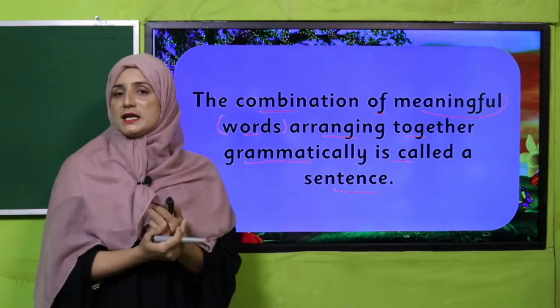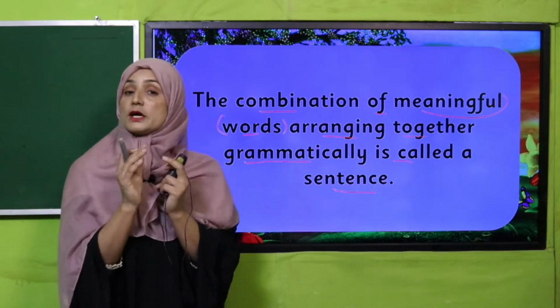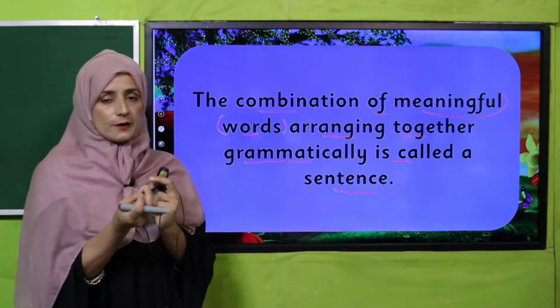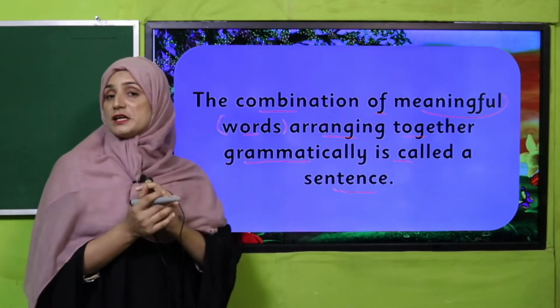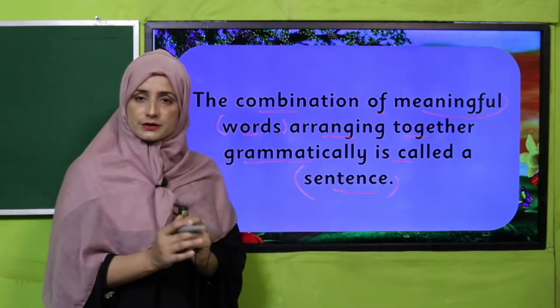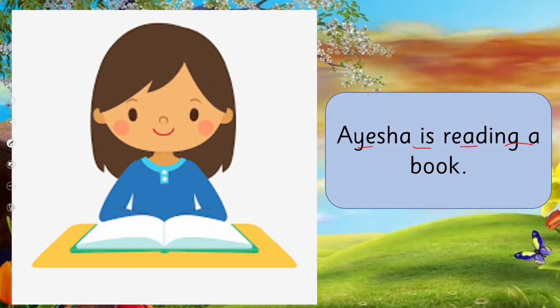How many letters do we have in the English alphabet? Yes, 26 letters. And when we combine them, we get a meaningful word. When we arrange these meaningful words together, we get a sentence, and it is also correct grammatically. You can see this example: Aisha is reading a book. This is a sentence, my dear students, and it is a grammatically correct sentence. It gives us a complete sense and tells us what Aisha is doing.